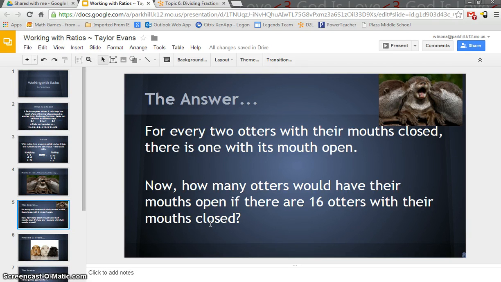All right, hopefully you told him by now. Should be by multiplying by 8. So if you have to multiply the number of otters that have their mouths closed by 8, you have to do the same thing for the mouths open. So how many otters would have their mouths open? Tell your neighbor. Should be 8. The new ratio should be 16 to 8. It goes from 2 to 1 to 16 to 8. So I thought that was a pretty cool slide. I wanted to go over that one.